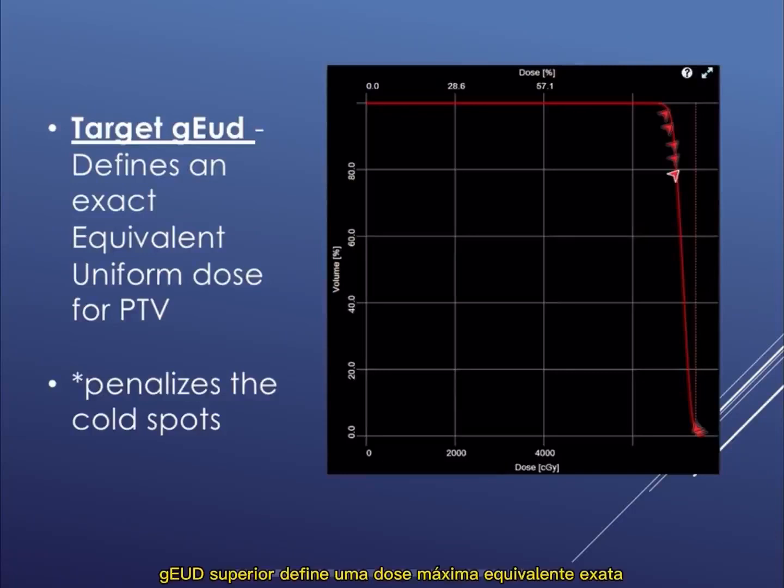Upper gEUD defines an exact equivalent maximum dose for organs at risk. So the higher the A value, the more it pushes on the max dose, and this is what I'll use on structures such as cord or brainstem. And again, with the lower value of the upper gEUD, it pushes on the majority of the DVH. So figuring out which A value correlates to which area of the curve will help push it.